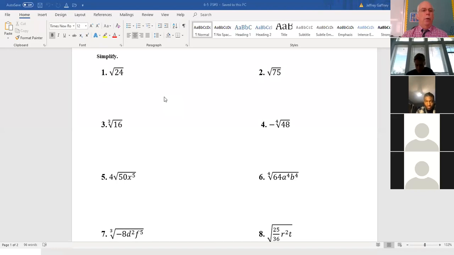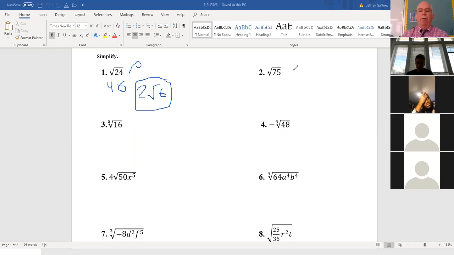Everybody looked at 1 and 2? So I'm hoping your thought process is that multipliers of 24 are 4 and 6, right? And we love 4 because that's a perfect square, right? So that comes out from under the radical as a 2, and the 6 stays under the radical. Again, we're simplifying, we're not solving. That's all the farther I take it.